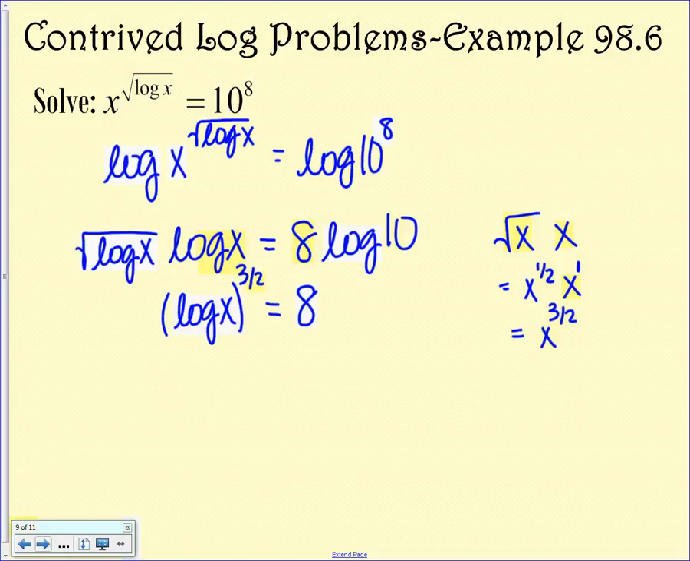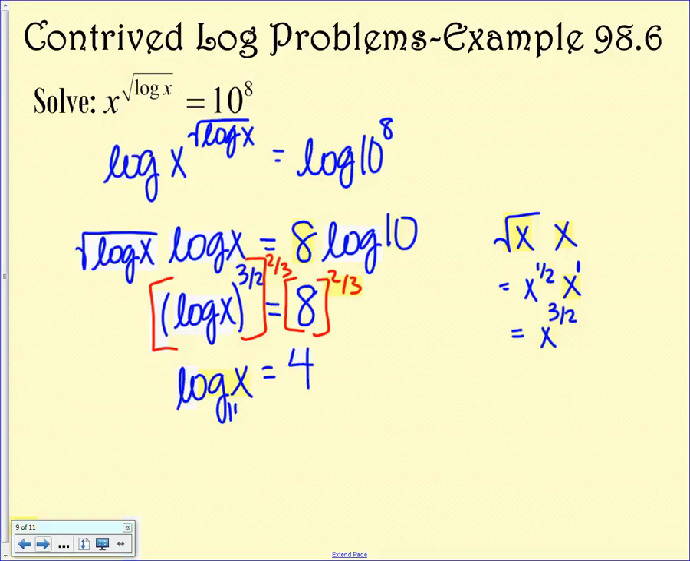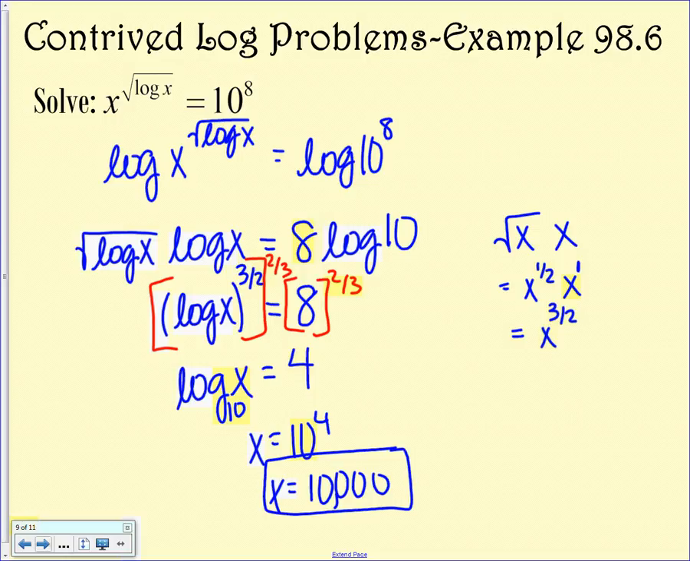And then to get rid of that 3/2, we can raise both sides to the 2/3. And so if you raise both sides to the 2/3, you're going to end up with just log of x. 8 to the 2/3 is 4. And so our base is 10 here. So x equals 10 to the 4th, which is 10,000. And so that would be your answer there.